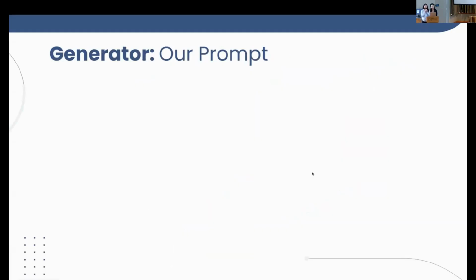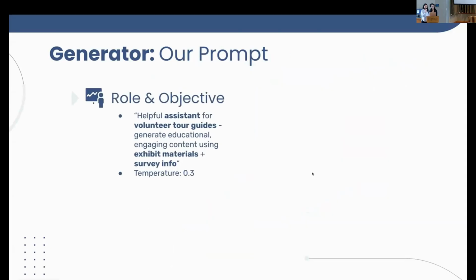And so now onto our generator. Our generator consists of four different unique prompts, starting off with the roles and objectives. This focuses on the assistant and how it is an educational tour guide. They're an assistant that uses the exhibit materials and survey info. And we set the temperature to 0.3.